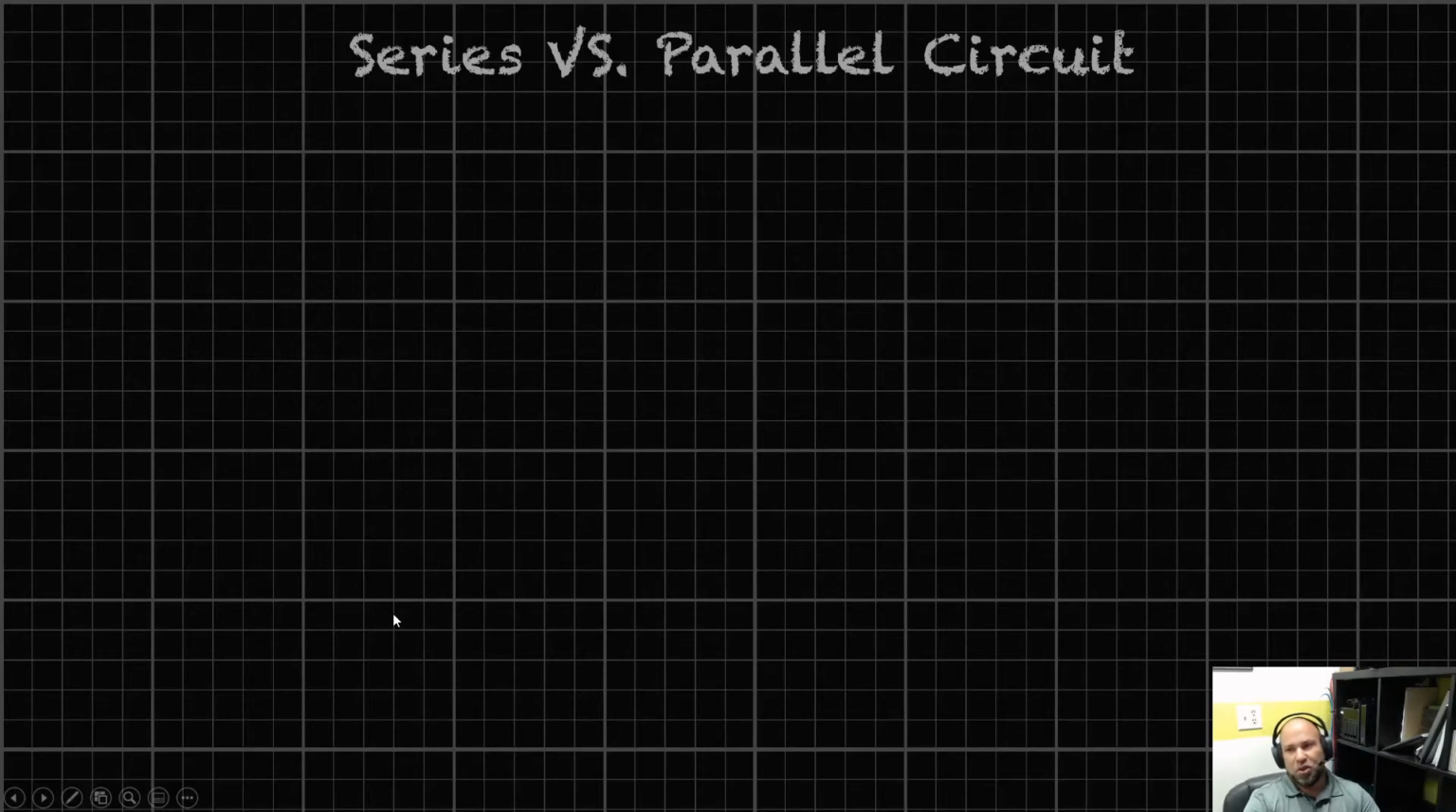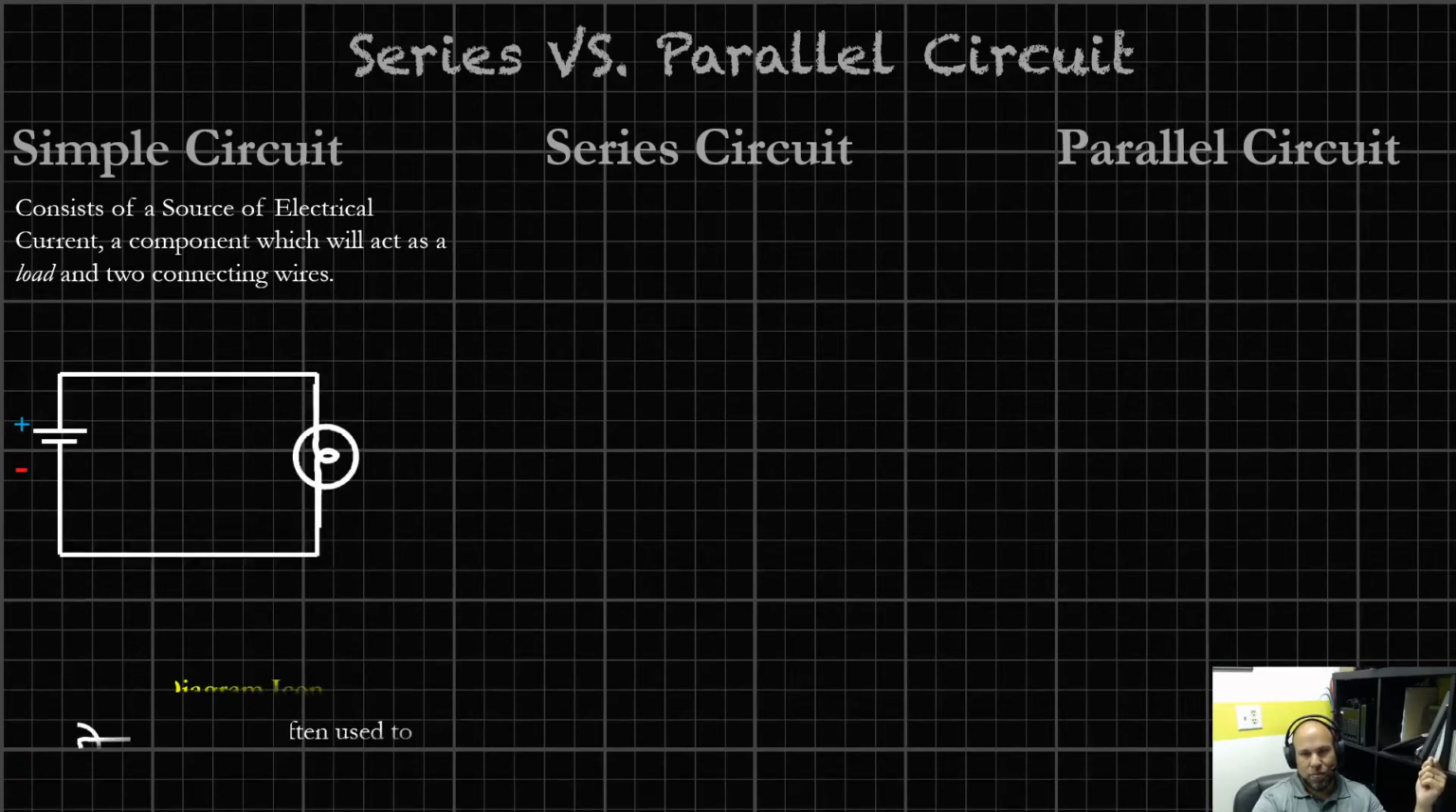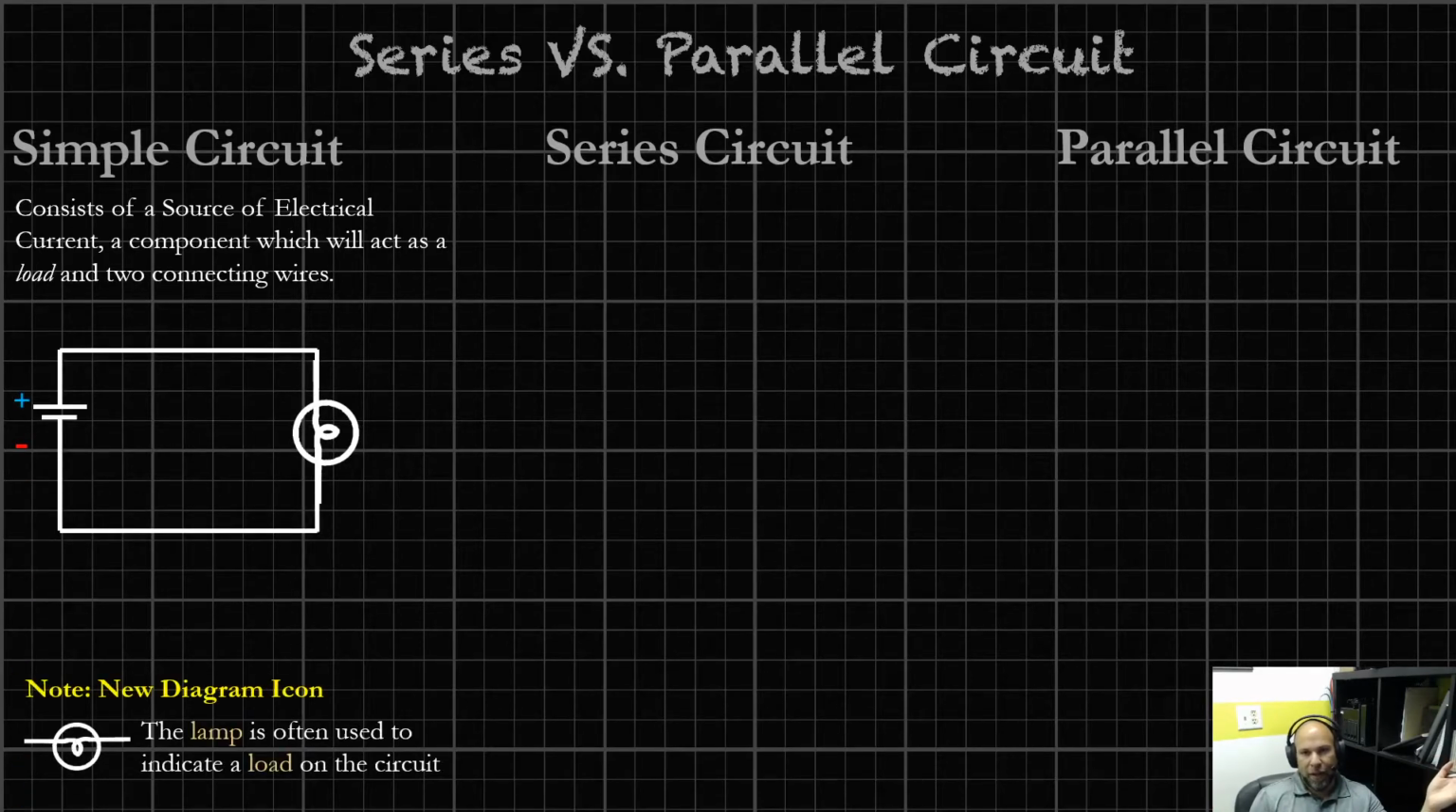All right, series versus parallel circuits. So we've already gone through a simple circuit. Sometimes it's called a theoretical circuit. It's basically a circuit that's got nothing to it. It consists of a source, which is our battery, and it has at least a component in it, and there's a load connected by two wires.